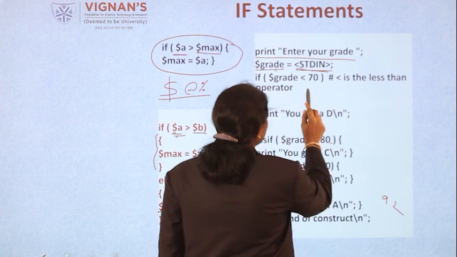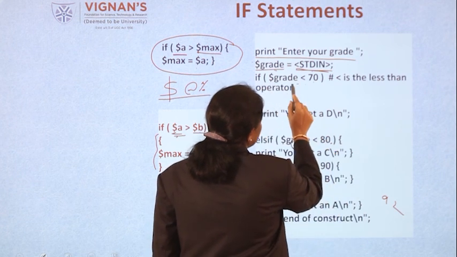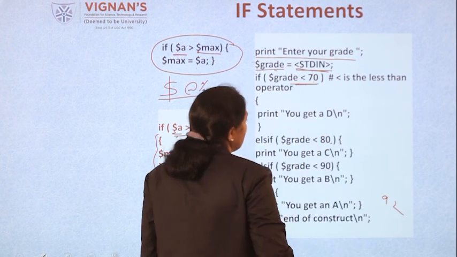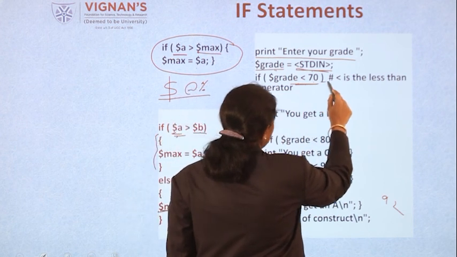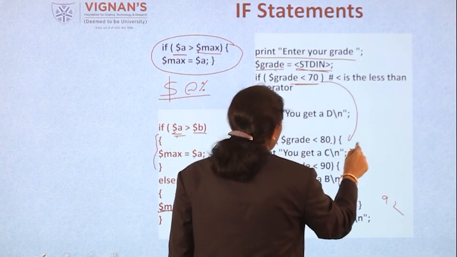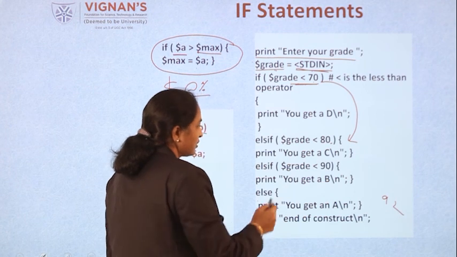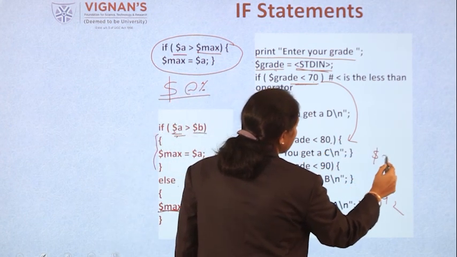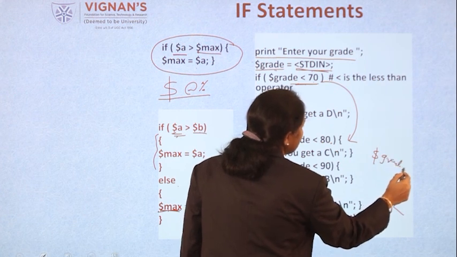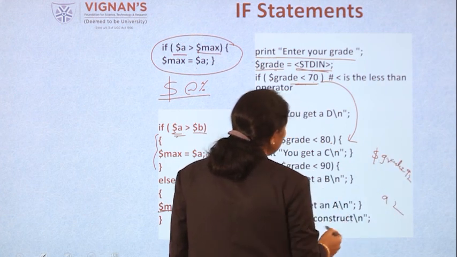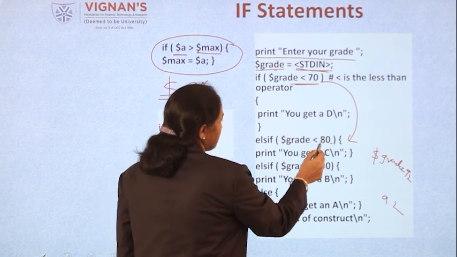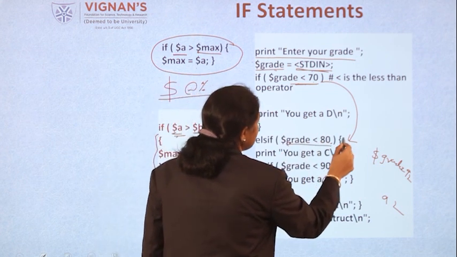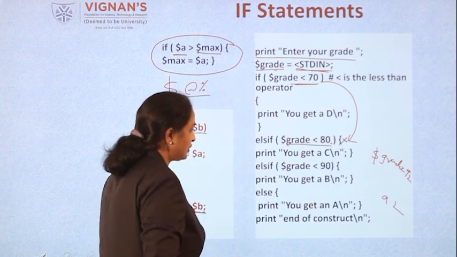So first it comes here. Is your grade less than 90? This condition fails, so control will bypass here. Here again it will check the grade variable. Now already from the keyboard you have given the grade as 92. So is 92 less than 80? Again this condition fails, so it will bypass.